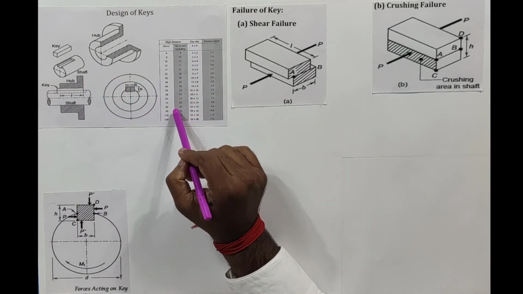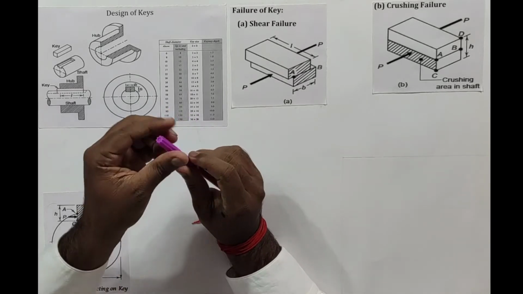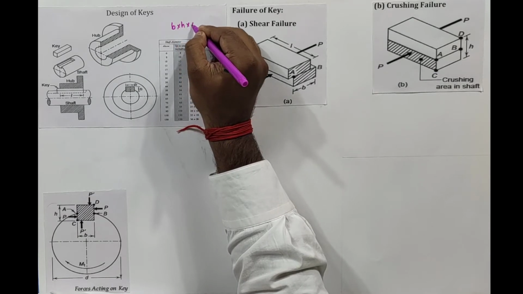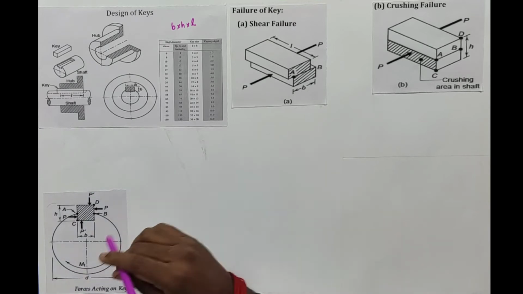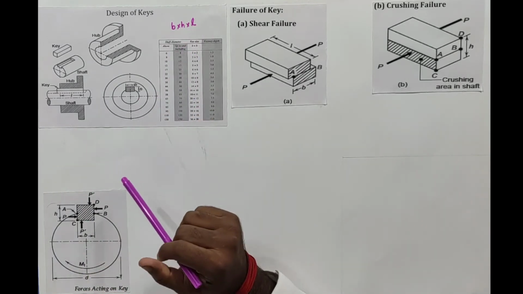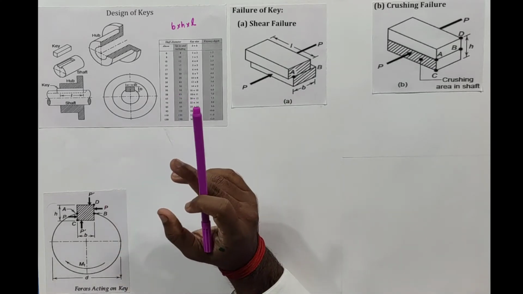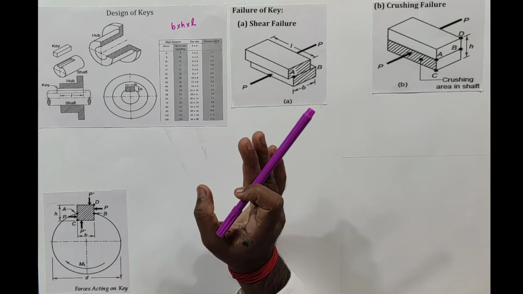Then this chart I have shown you because ultimately we are going to design the key. The outcome is, always remember while designing a key, B into H into L. That is width of key, height of key, length of key. That is the only outcome specification parameter we need to calculate while designing the key. As I told you, in case of shaft, diameter is the outcome, small d.